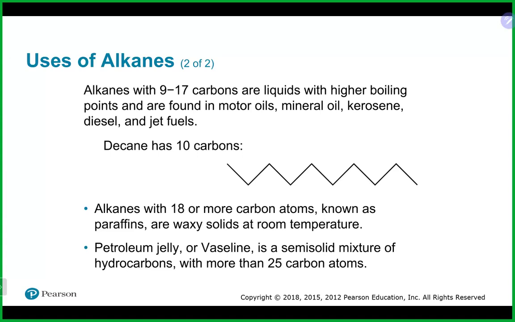Alkanes above 18 carbons are paraffins, waxes. We'll talk about that a little bit later on as well. And you could have 25 or more carbons as well.